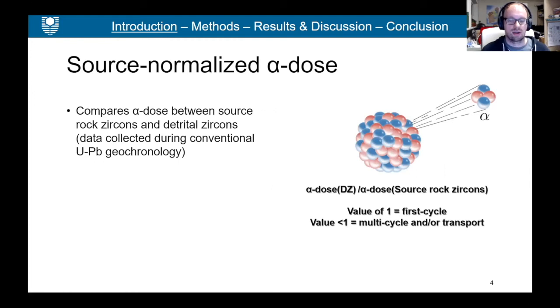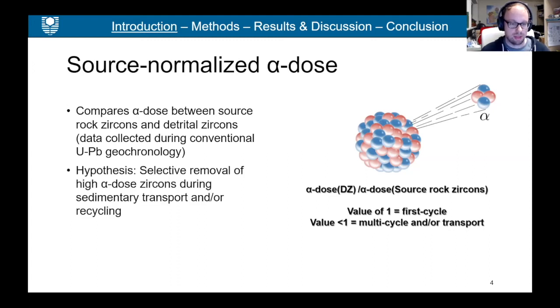Essentially, all it does is compare the alphadose of individual detrital zircon grains to the average alphadose of source rock zircons. So we're comparing source and sink alphadoses. The idea is that by this, we can track the selective removal of high alphadose grains during transport, because this is what we expect based on what I said before. And ideally, we get results close to this interpretation, where a value of 1 of this ratio would indicate first cycle, and a value below 1 would indicate multi-cycle and/or transport processes affecting the detrital zircon populations.